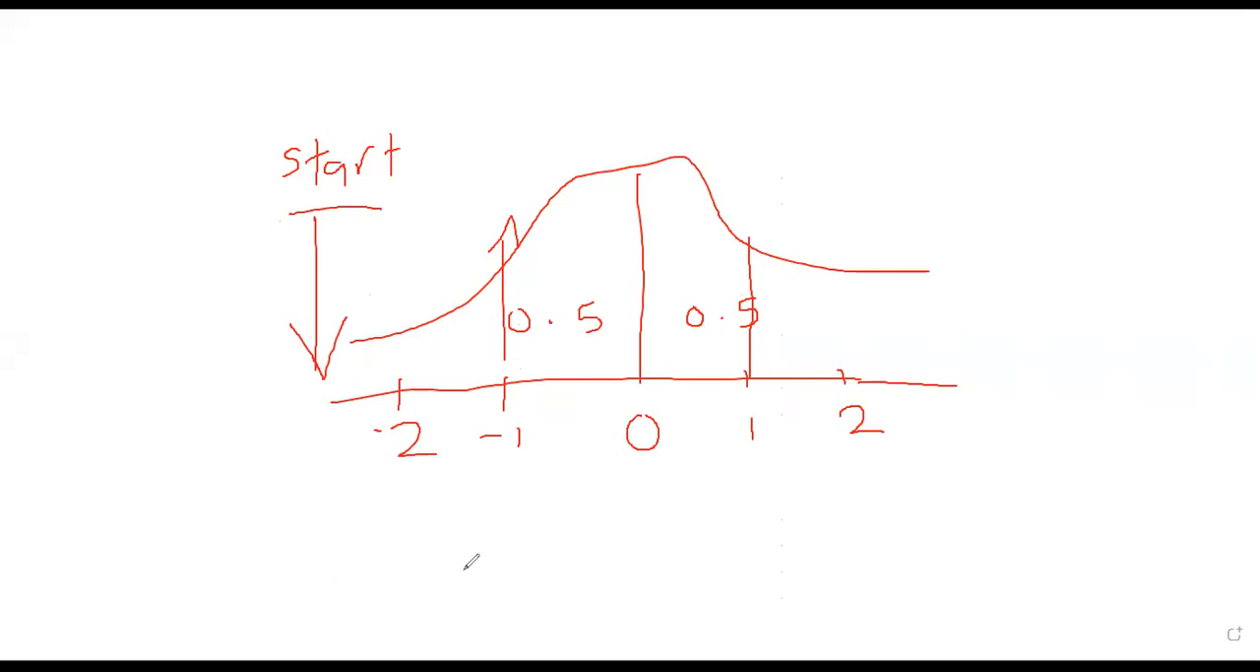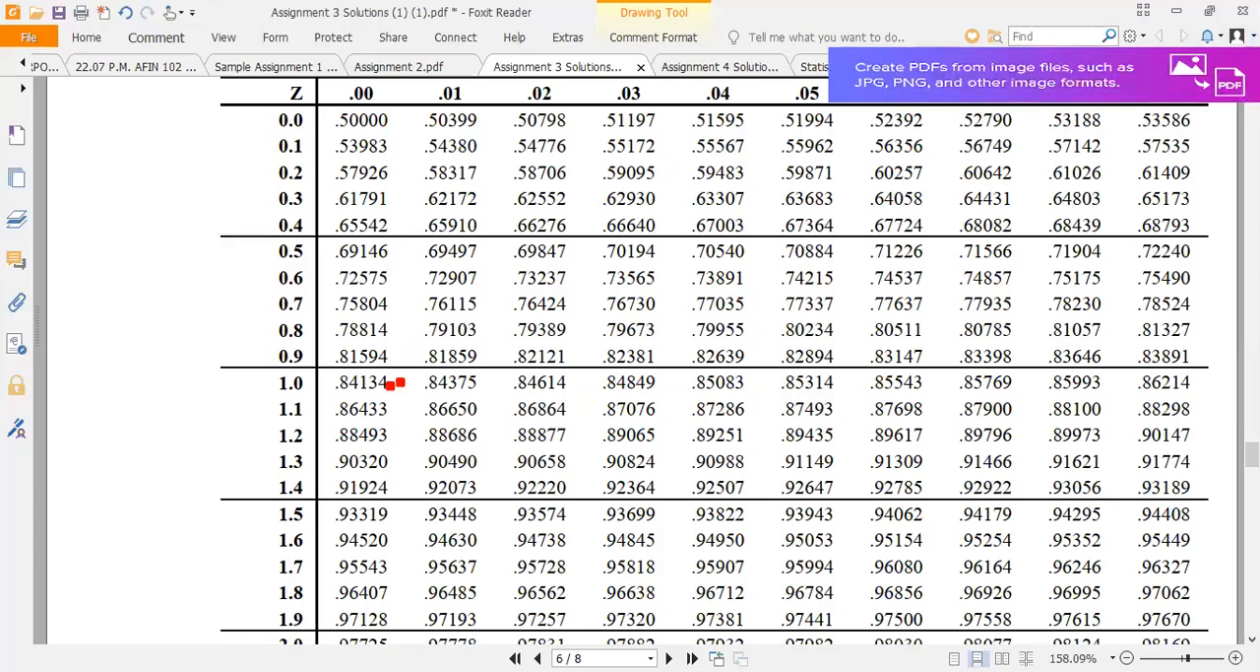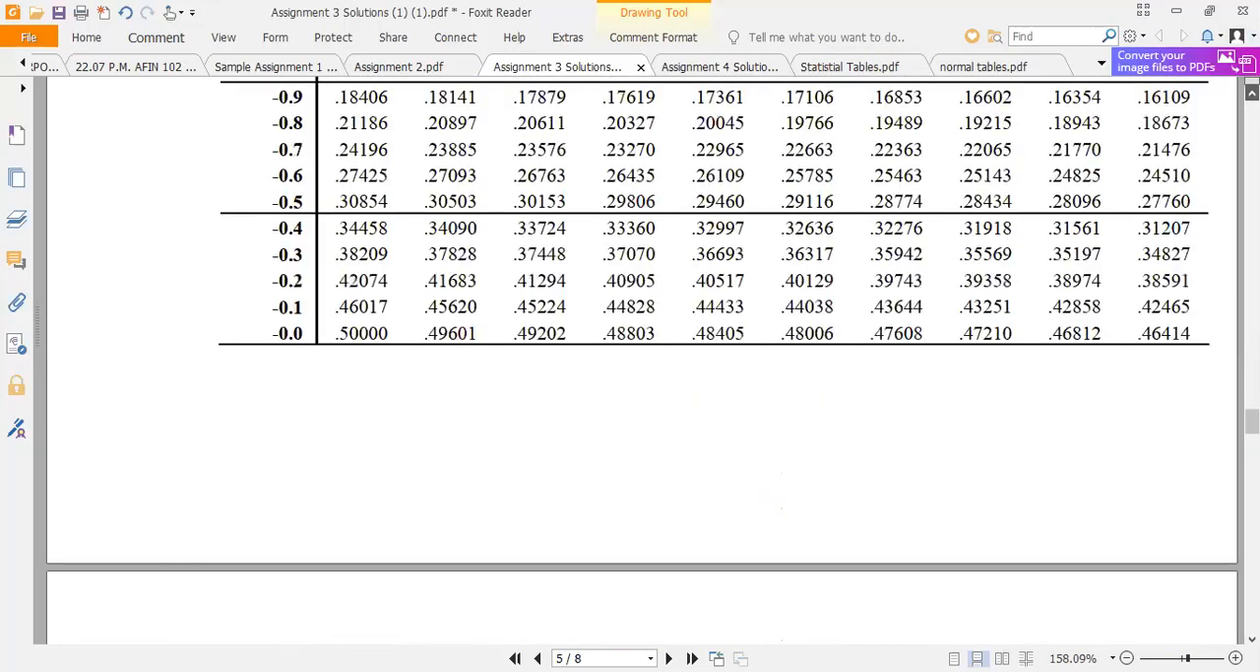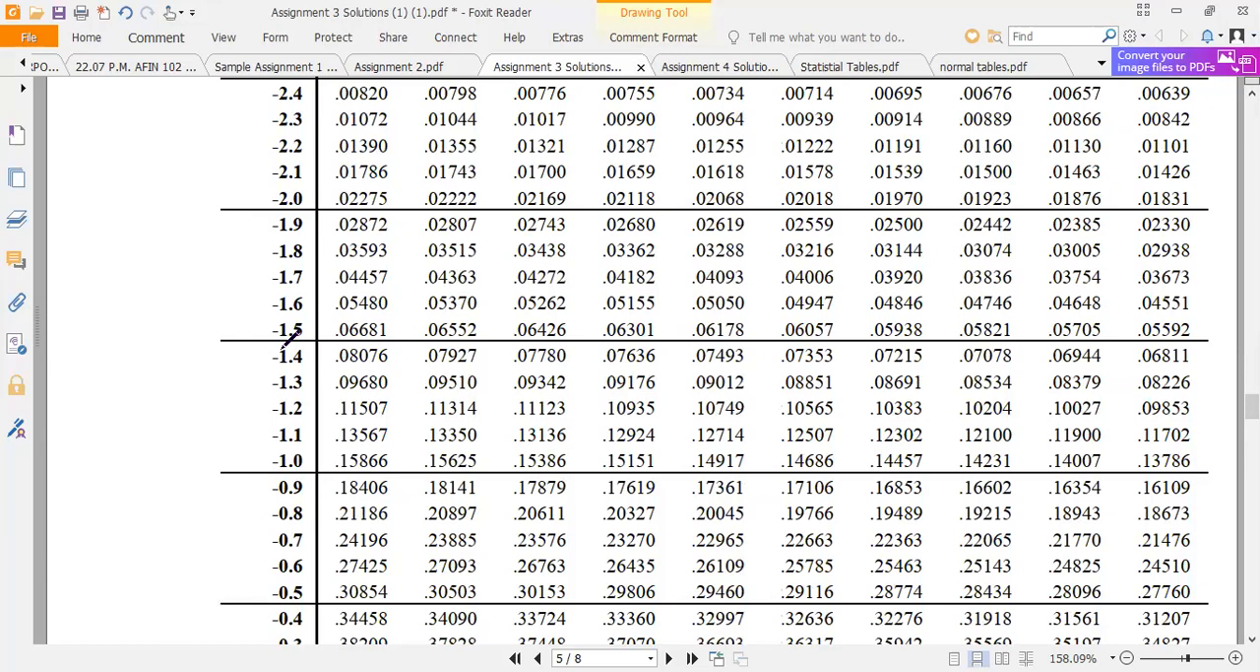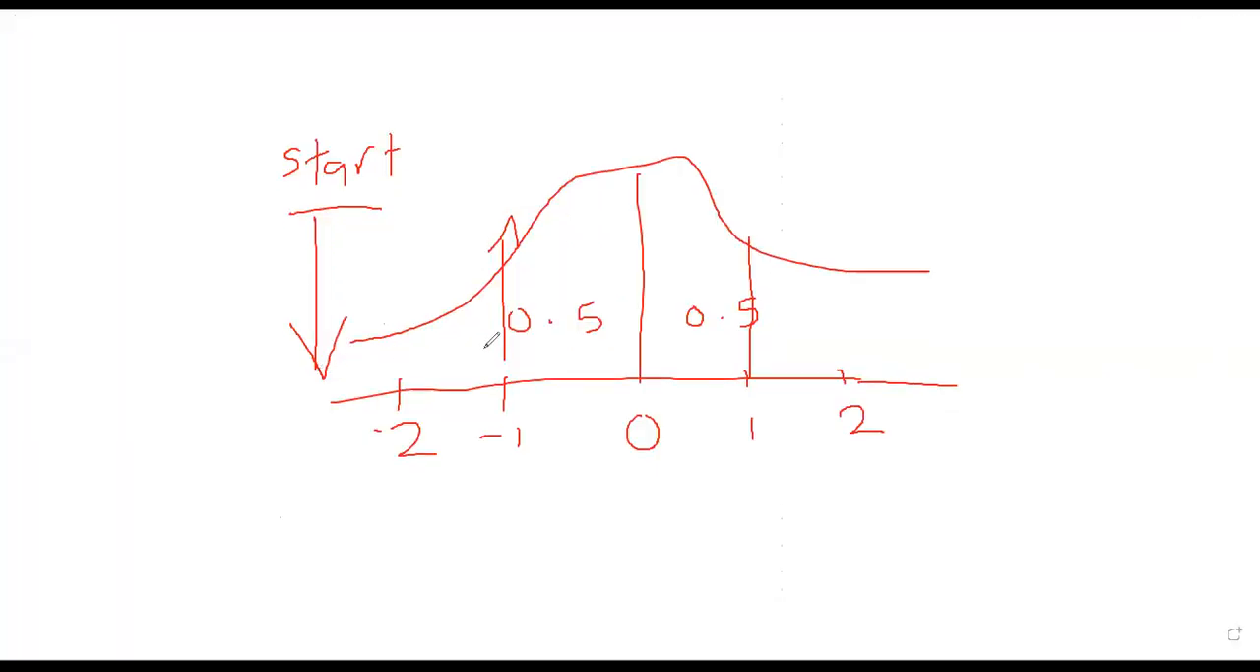So go to the table and check the reading at -1. When we go here, -1.0 is here, so this is 0.15866. This is what it means, that the reading from here to here is about 15%, or 0.15866.